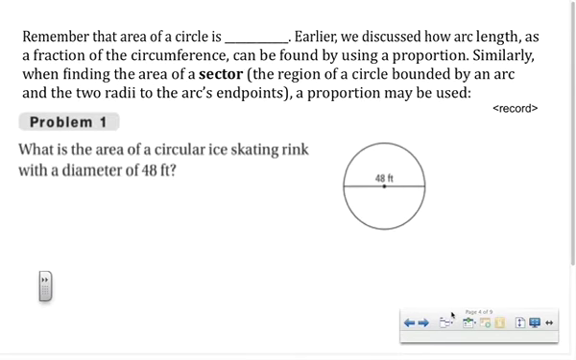All right, so gentlemen and ladies, let's refresh our memory. Once again, you have seen this before. The area of a circle is that formula you all keep wanting to use: pi r squared. So let's start simple. Area of a circle.